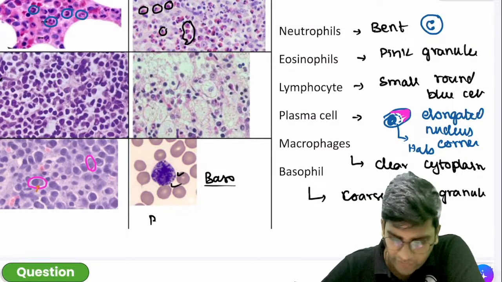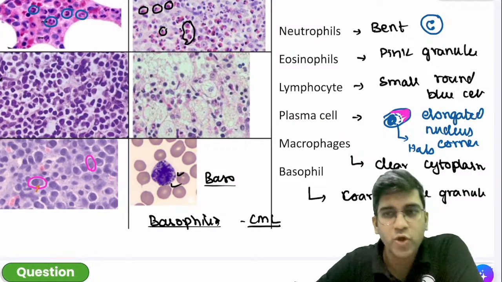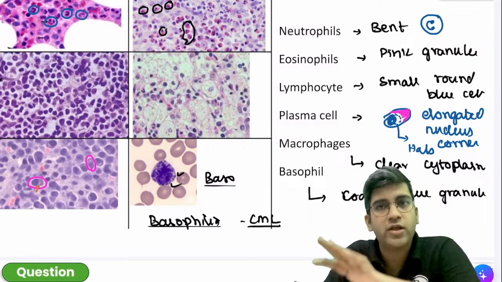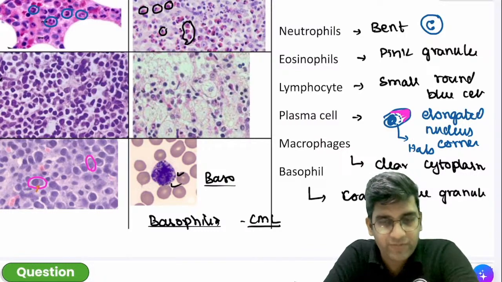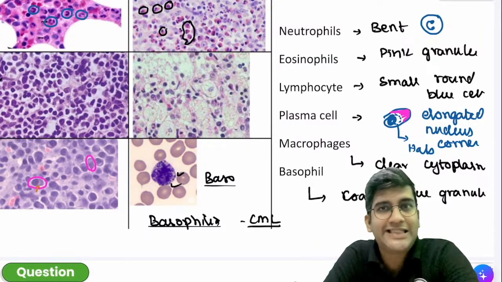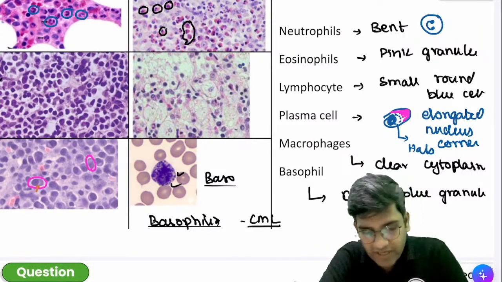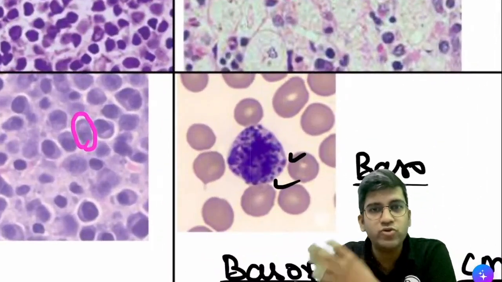CML, right? So whenever you see the question with basophilia, do not think of anything else, just only one diagnosis: chronic myeloid leukemia. That's all. Be it an exam, NEET PG, FMGE, INICET, or even in real life, it's CML. CML for basophilia. So you have cells like this, multiple granules, you think of a CML.